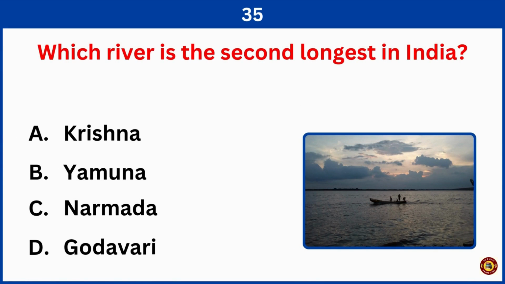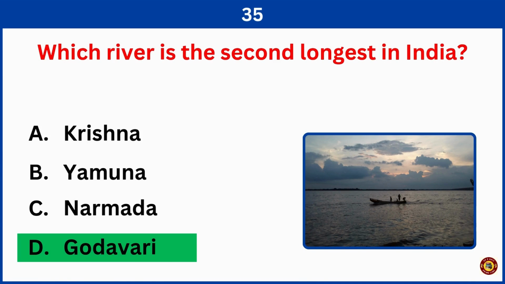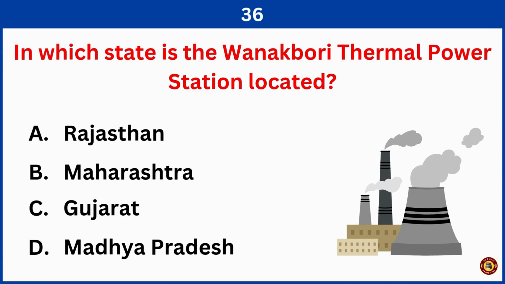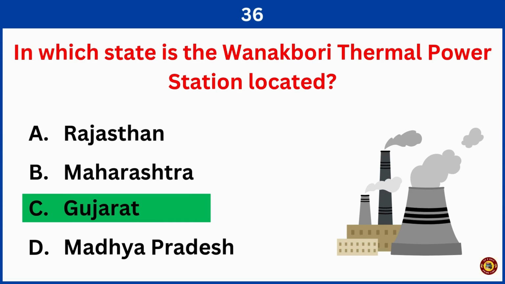Which river is the second longest in India? Right answer is option D, Godavari River. In which state is the Vanakbori Thermal Power Station located? Right answer is option C, Gujarat.